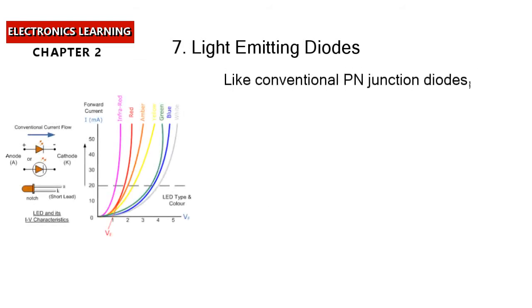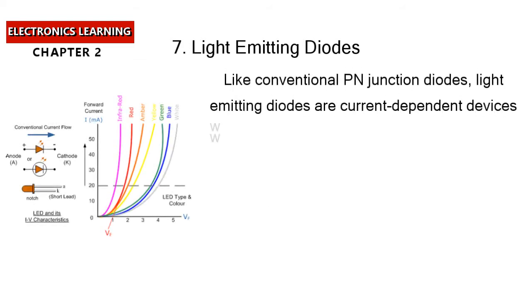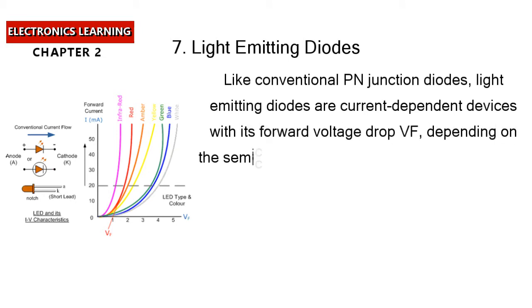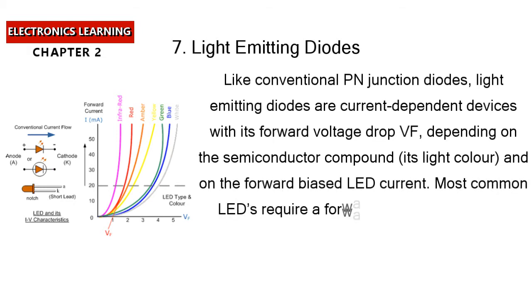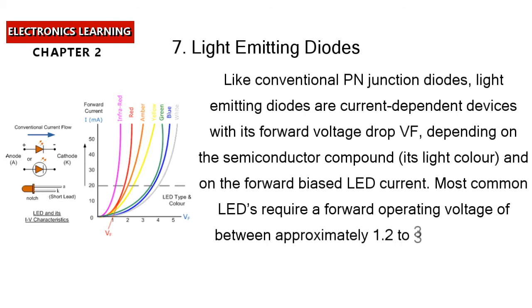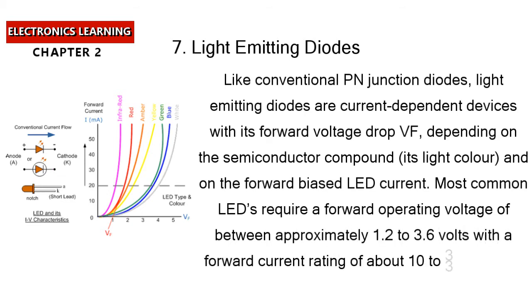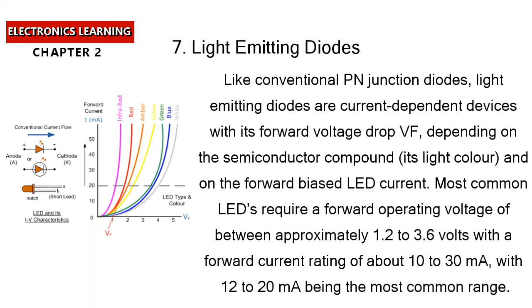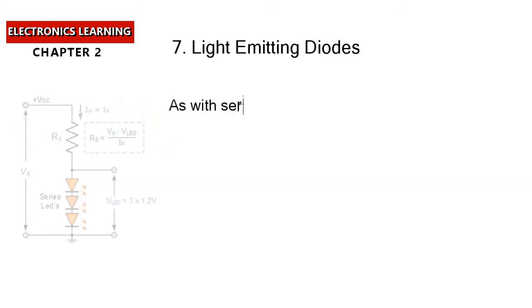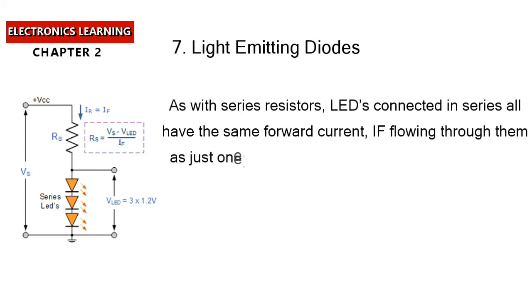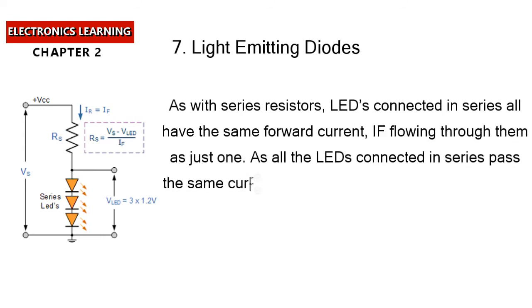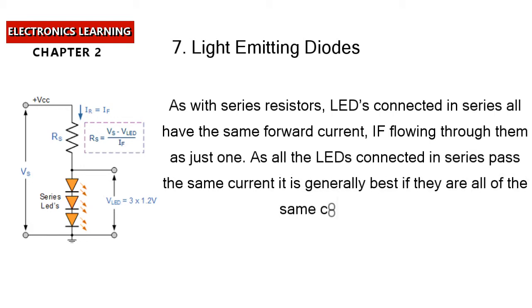Like conventional p-n junction diodes, light-emitting diodes are current-dependent devices with their forward voltage drop Vf depending on the semiconductor compound and on the forward-biased LED current. Most common LEDs require a forward operating voltage of between approximately 1.2 to 3.6 volts with a forward current rating of about 10 to 30 mA, with 12 to 20 mA being the most common range. As with series resistors, LEDs connected in series all have the same forward current, IF, flowing through them as just one. As all the LEDs connected in series pass the same current, it is generally best if they are all of the same color or type.